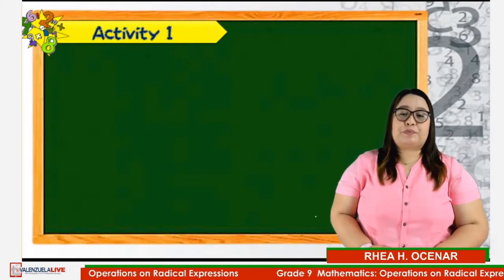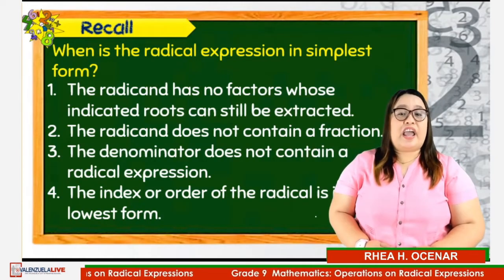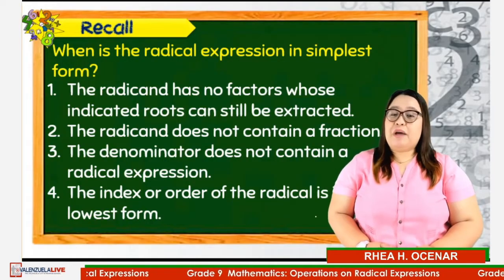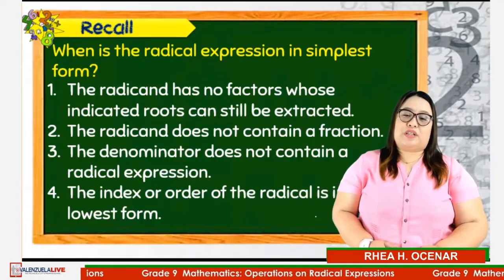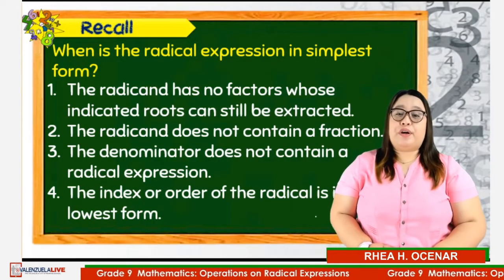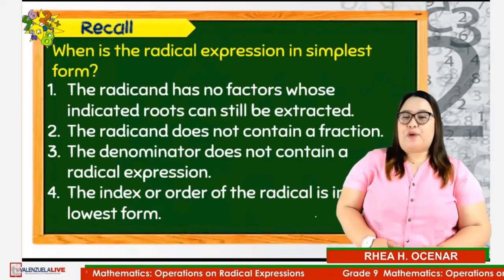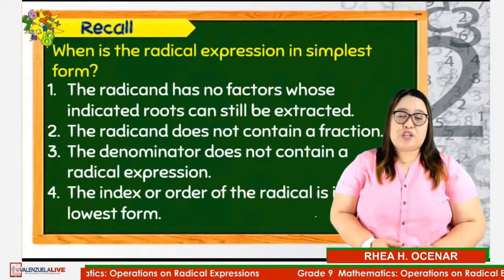Number 2, the radicand does not contain a fraction. Number 3, the denominator does not contain a radical expression. Number 4, the index or order of the radical is in its lowest form. Let us check further your comprehension.